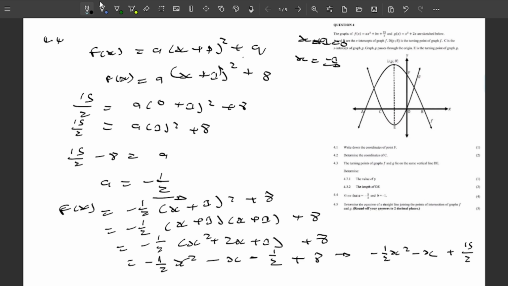So this means that our value of b is what? It's -1. It's quite repetitive. We've been getting -1 from the beginning. So yeah, now please keep this equation in mind. It's going to come in handy in the end for 4.5.